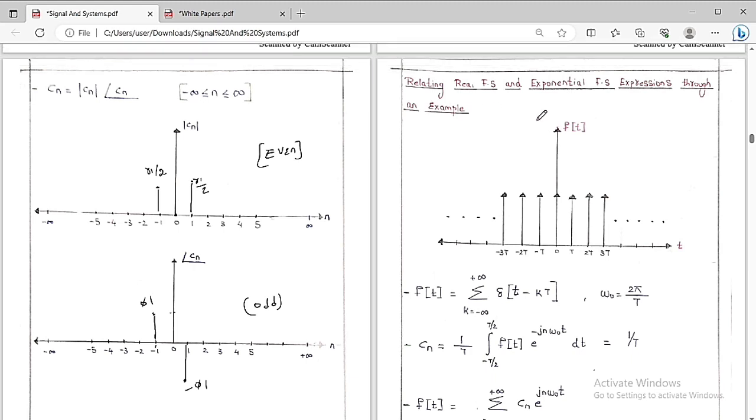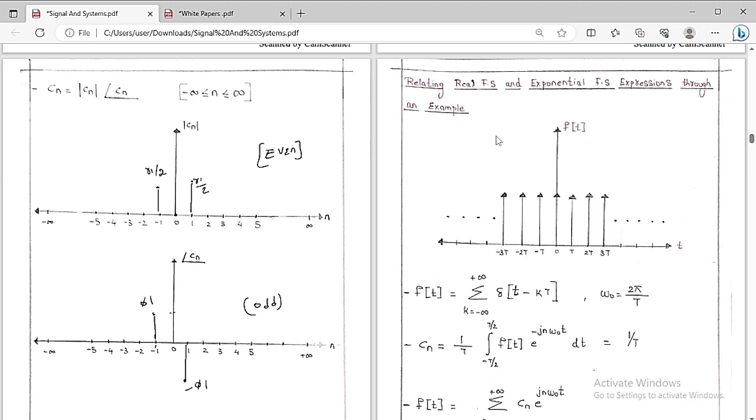So now let's go for the other concept, which is relating the real Fourier series and the exponential Fourier series expressions through an example. I am going to take one example in which I will show you the expression of the Fourier series in the trigonometric version as well as in the exponential version. Listen carefully.